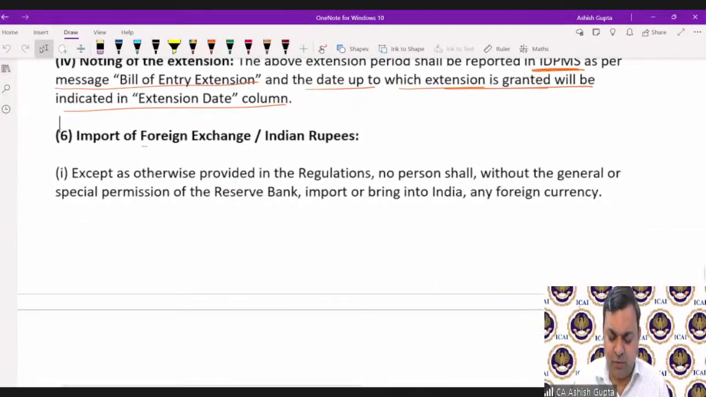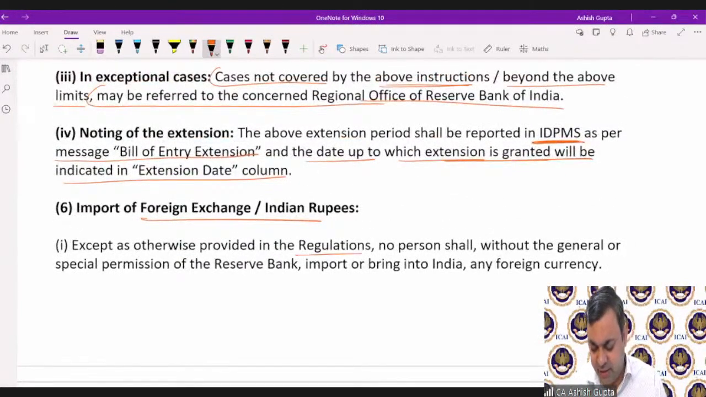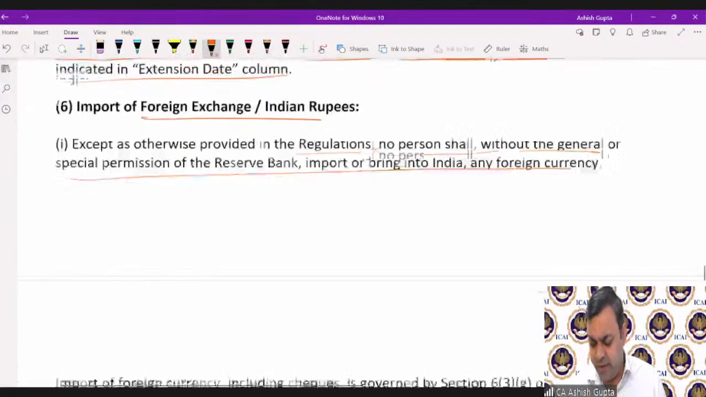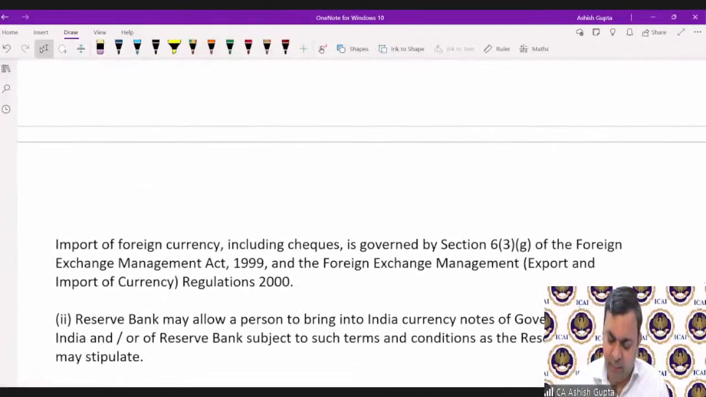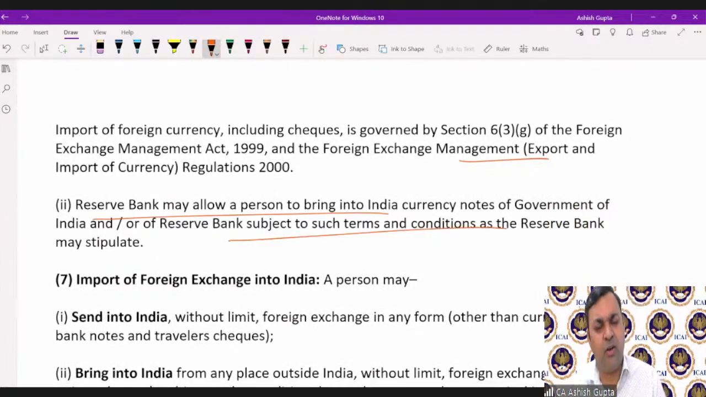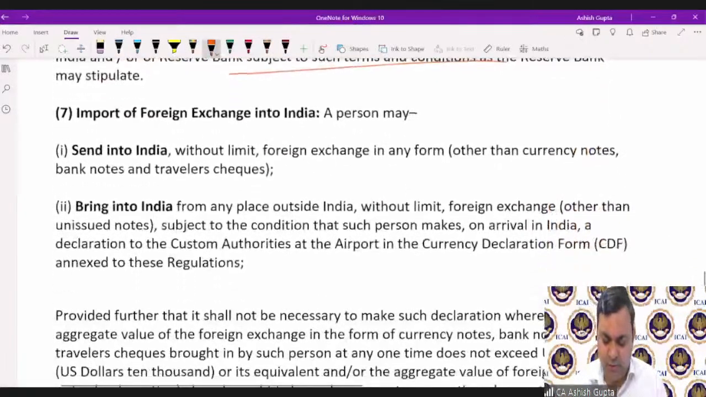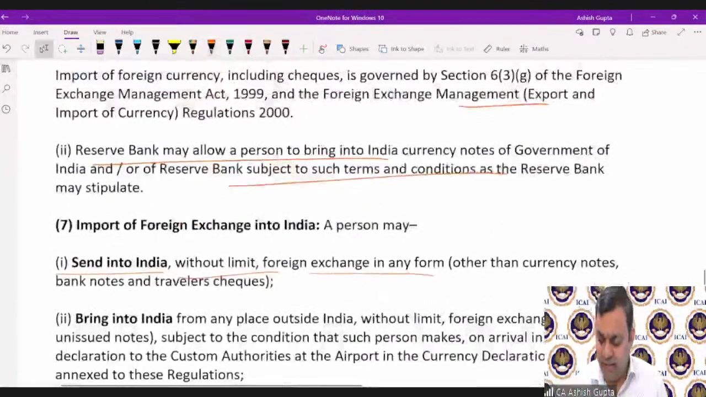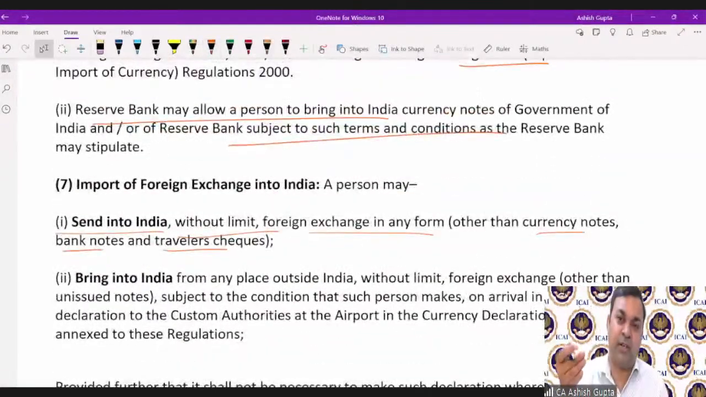Correct. So importer of goods and services, point 6, is the pure theoretical part. Except as otherwise provided in the regulation, no person shall, without general or special permission, bring any foreign exchange into India. Import is allowed as per the rules and regulations, or RBI may allow any person. A person may send into India without limit foreign exchange in any form other than Indian currency, other than currency notes, bank notes, traveler's checks, bringing into India from a place outside India without limit.